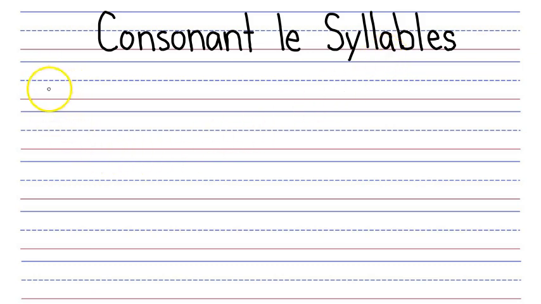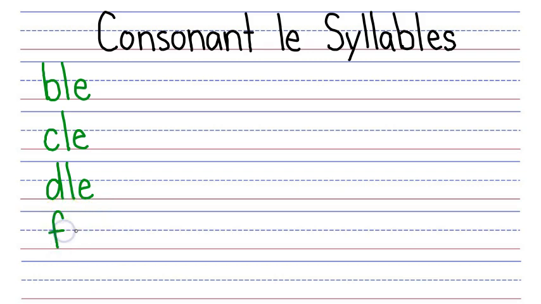First, write bowl. Bowl is spelled with a B that says b, and then the LE that ends a consonant LE syllable. Bowl. Coal begins with a C that says k and ends with the LE that says l. Coal. Dole begins with a D that says d and ends with an LE that says l. Dole. Full begins with an F that says f and ends with an LE that says l. Full.